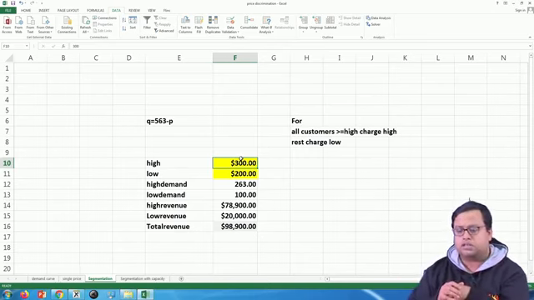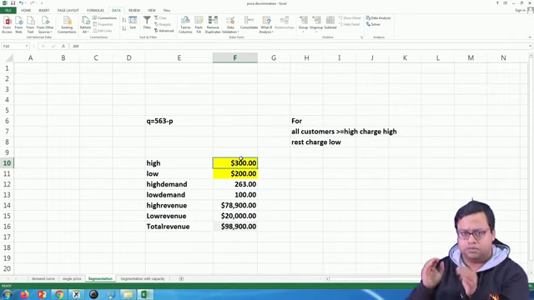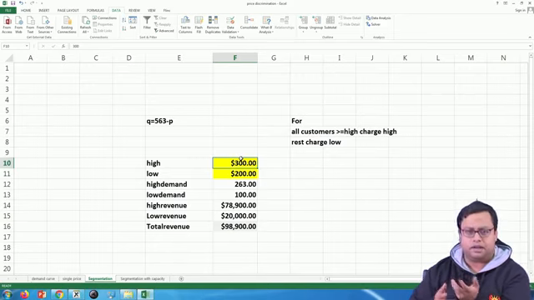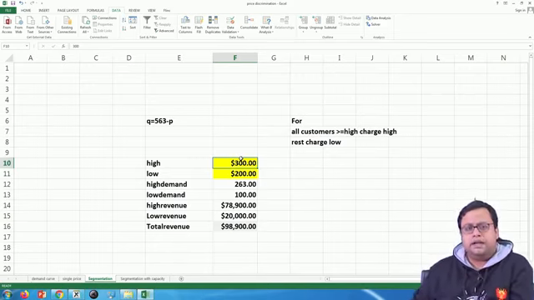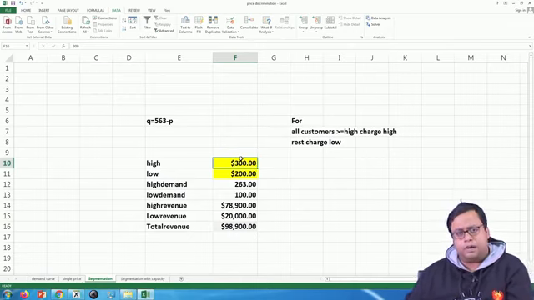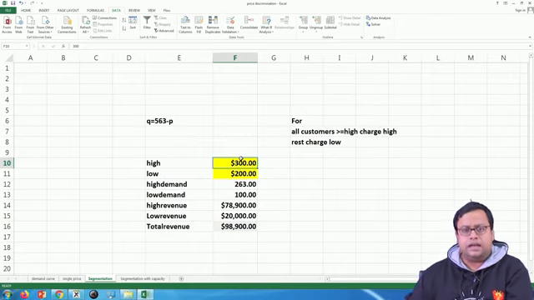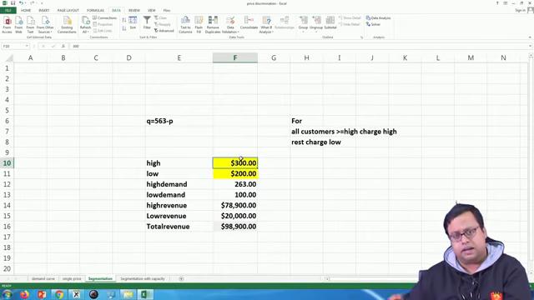So, all customers who are greater than or equal to high, who are high demand, charge them high, then whoever is left, charge them low. For example, various institutes have certain kinds of programs. In certain programs the seats are limited. Let us say there are 50 seats, or there is no capacity limit, but initially we charge high, and then we give discounts to fill up the last of the seats. So, that is something that also happens here.